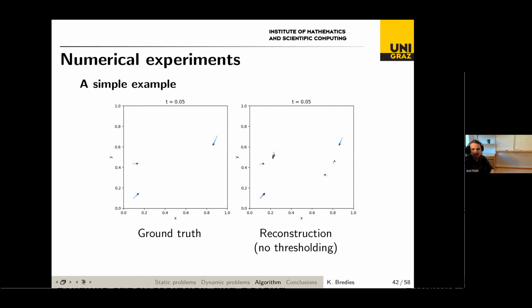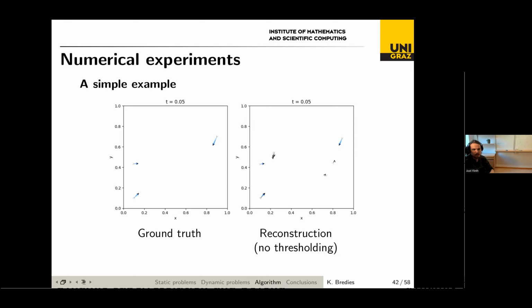Of course, we wish to have recovery results, where you can say something about the number of points, separation distance, whatever. But we found this to be very, very complicated. It seems to be very challenging to get this.